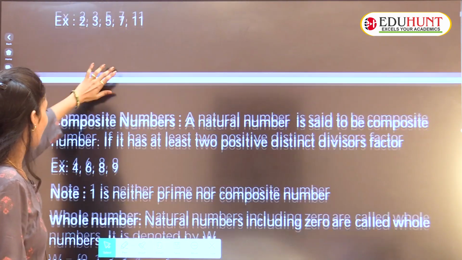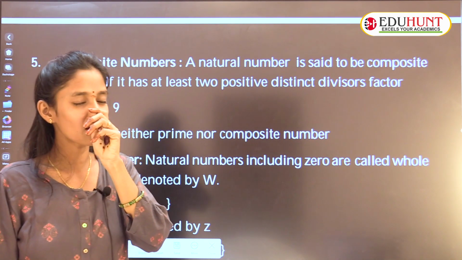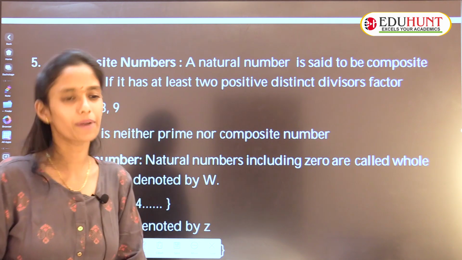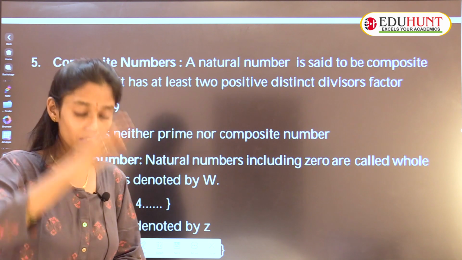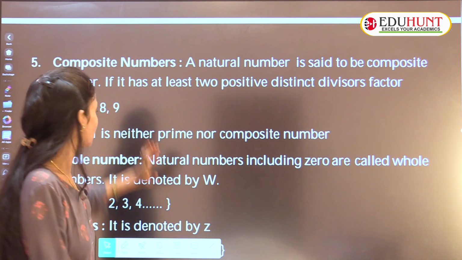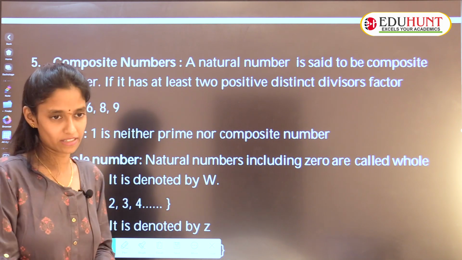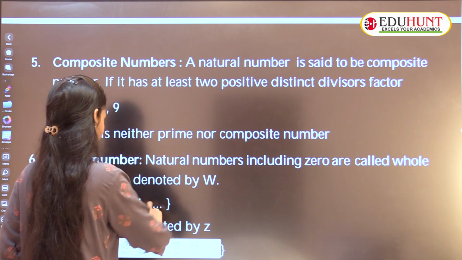Good. The next definition is composite number. It's completely the opposite of a prime number. Prime numbers should have 1 and itself, but composite numbers have more than 2 factors. The best example I gave you in the prime numbers, I'll show you. See here.